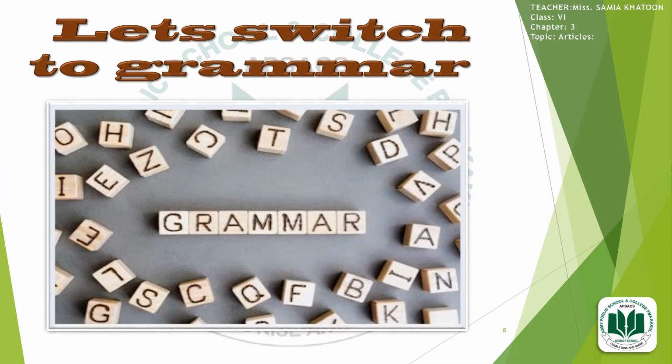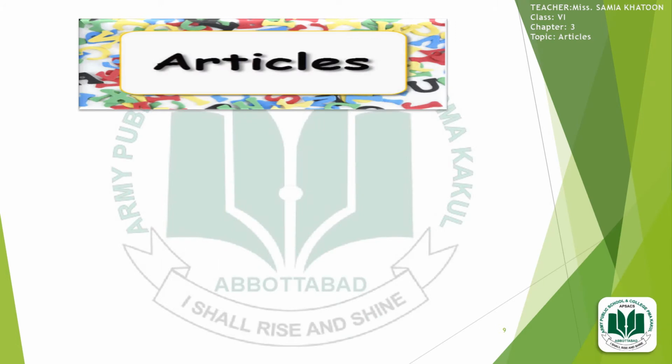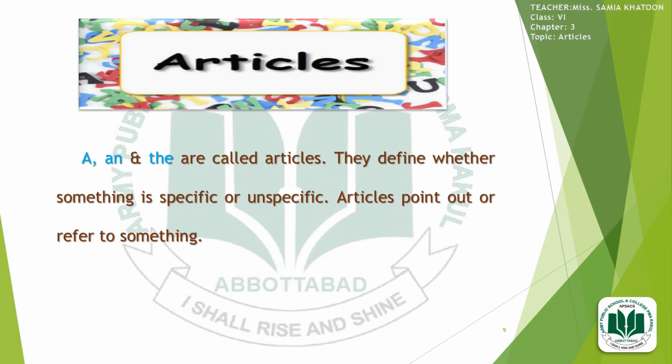Students, much about food. Now let's switch to some grammar. In grammar, today we are going to study articles. Articles are three simple words and they are used to point out something. Yes, a, an and the are called articles. They define whether something is specific or unspecific. Articles point out or refer to something. We will see the topic in detail in upcoming slides.